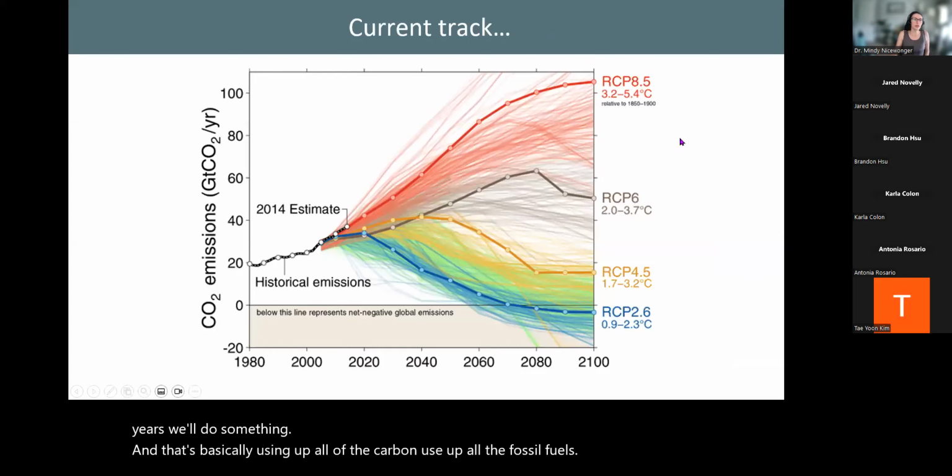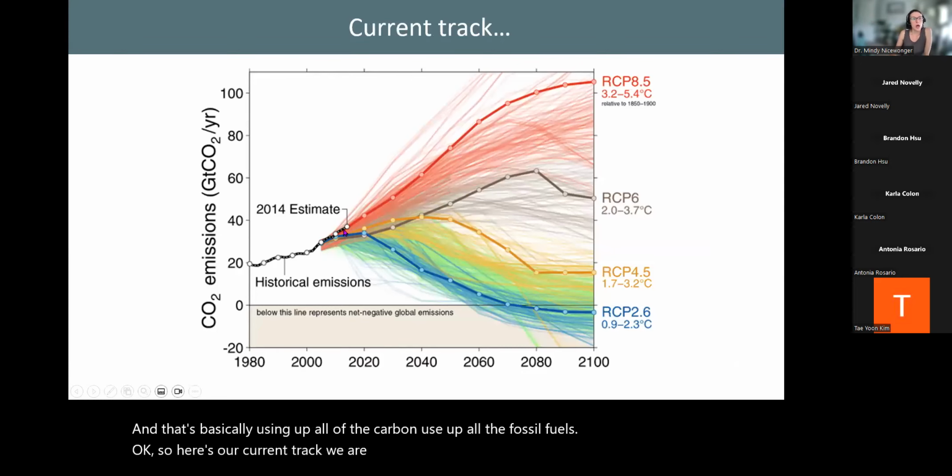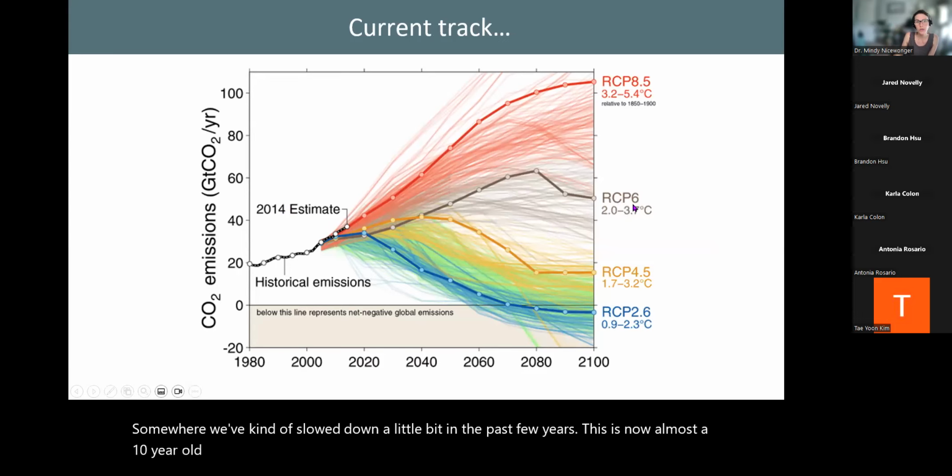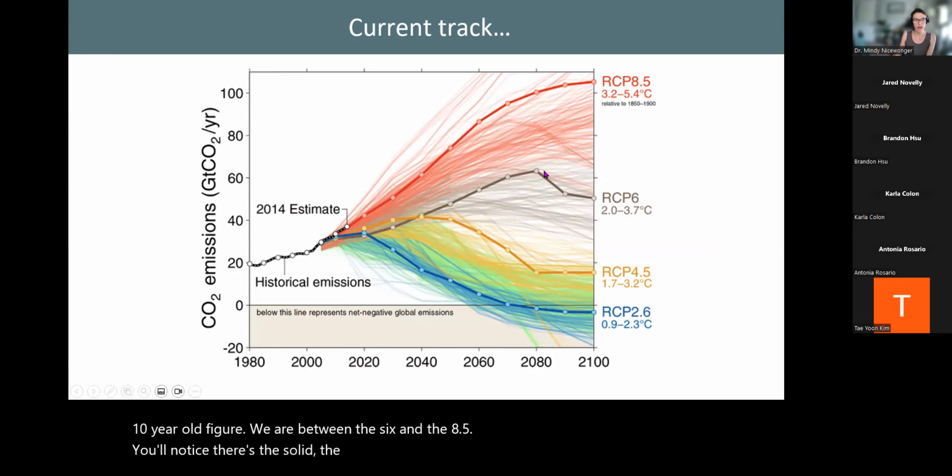Okay, so here's our current track. We've kind of slowed down a little bit in the past few years. This is now almost a 10-year-old figure. We are between the 6 and the 8.5. You'll notice there's the solid, the darker red, brown, yellow, and blue. Those are the model averages or model means.